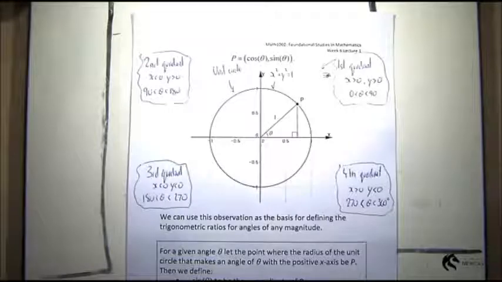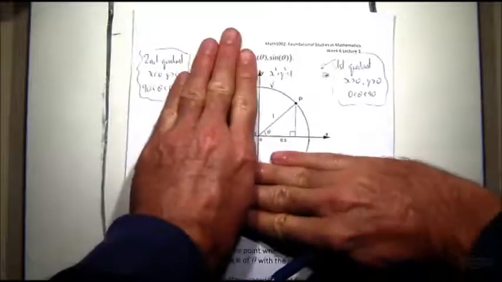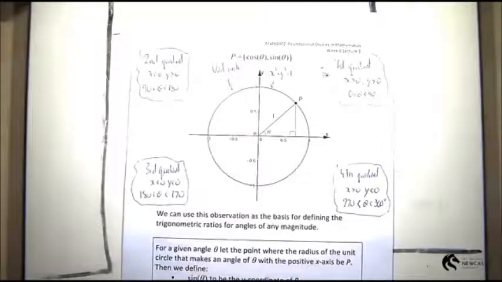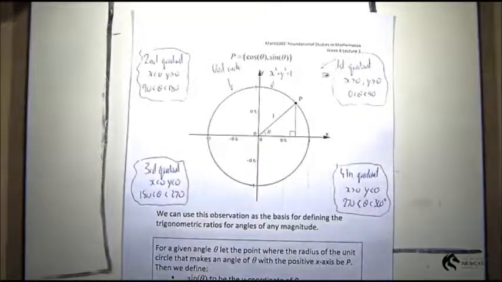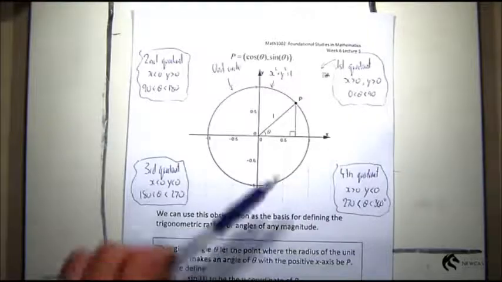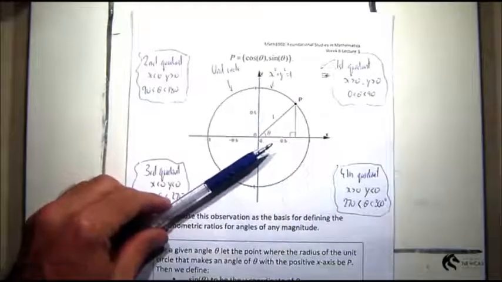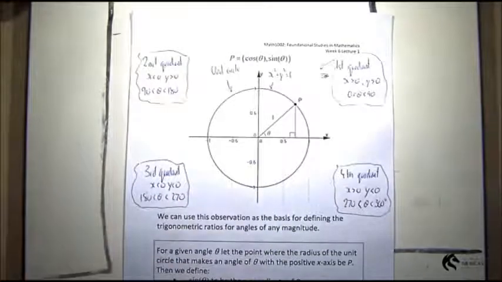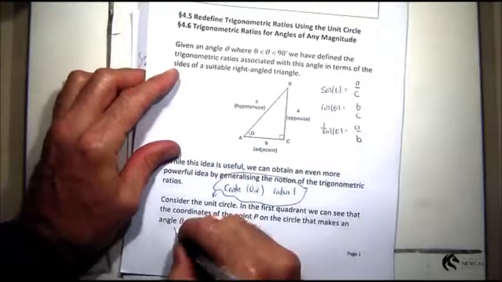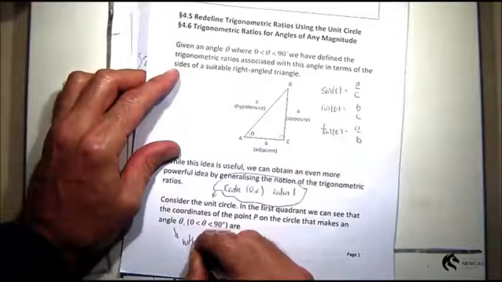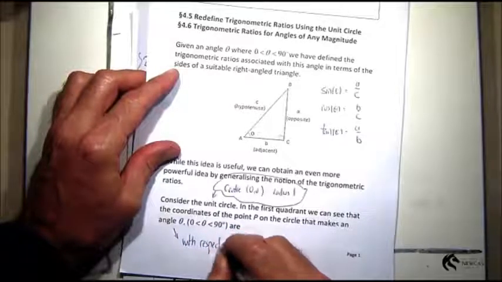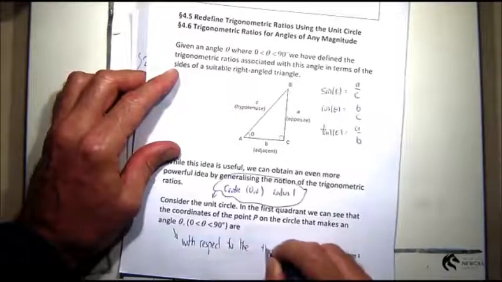Okay, so the sentence says, consider the unit circle. Here it is. In the first quadrant, so we're just in this part here, we can see that the coordinates of a point on the circle, so here I've drawn a point on the circle that makes an angle theta, and perhaps I should fill this in to make this clear, makes an angle theta with respect to the positive x-axis.